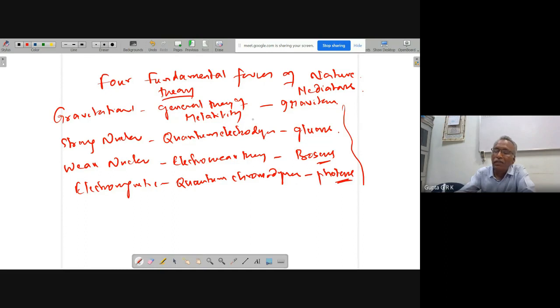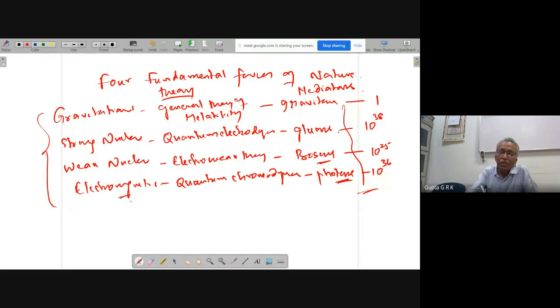And the weakest force is gravitational force. If this is of the order of 1, then the electroweak force, that is the nuclear weak force, is of the order of 10 power 25. And electromagnetic force is of the order of 10 power 36. And the strong nuclear force is of the order of 10 power 38. Okay, so these are the four fundamental forces people call them. And actually this electromagnetic force is also unified electric plus magnetic force. So this is unified by Faraday.